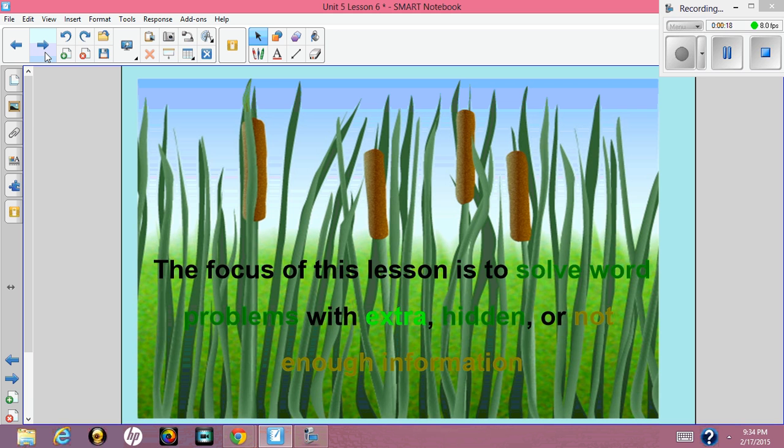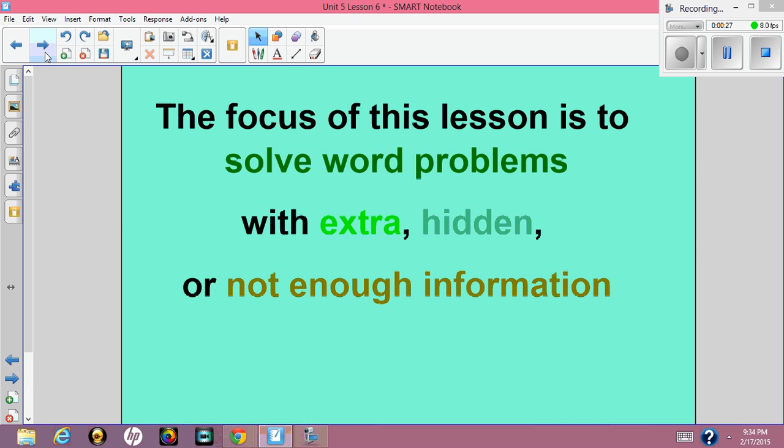If you notice that the words that are written in green and light yellow are hard to see among all of the plants. Let's look at this again. The focus of this lesson is to solve word problems with extra, hidden, or not enough information.